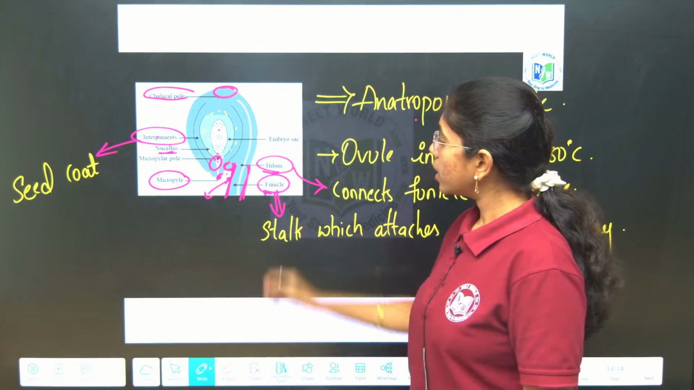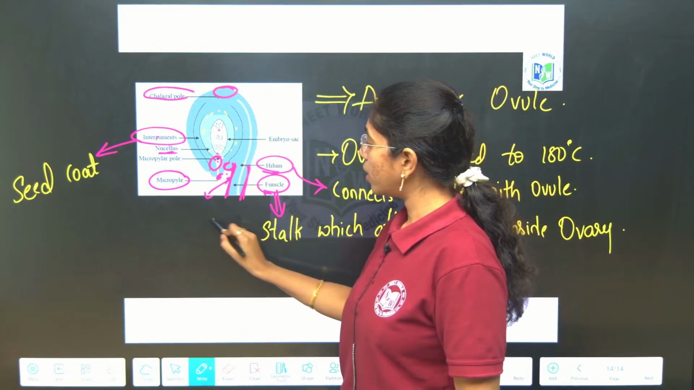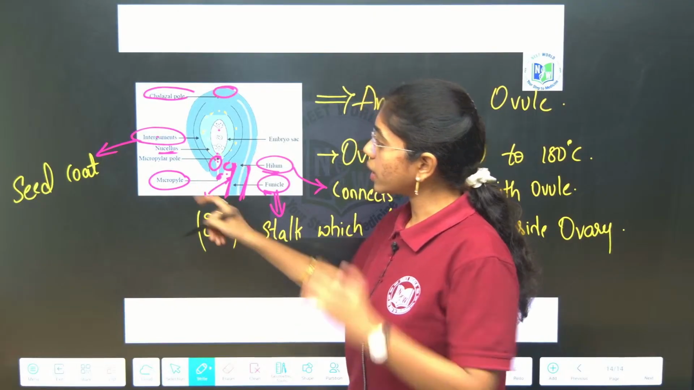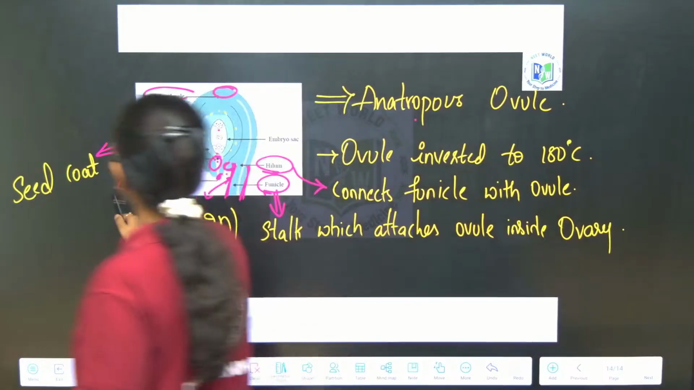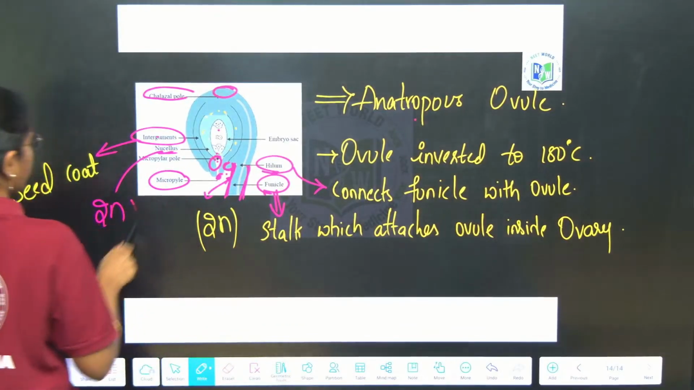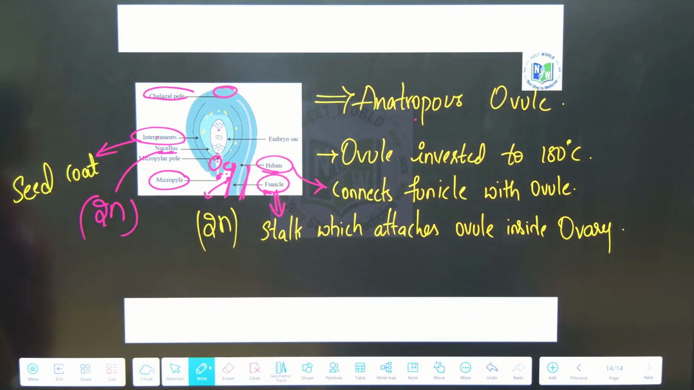Important. The ploidy of ovule is what? Diploid. Mostly the ploidy of nucellus cells will be asked. The ploidy of nucellus cell will be diploid. Fine, right? This is the structural description of ovule. Do you have any doubt over here?